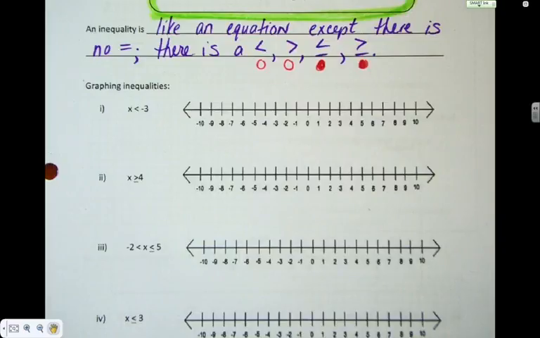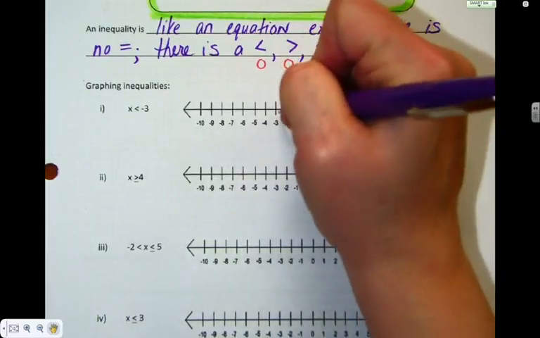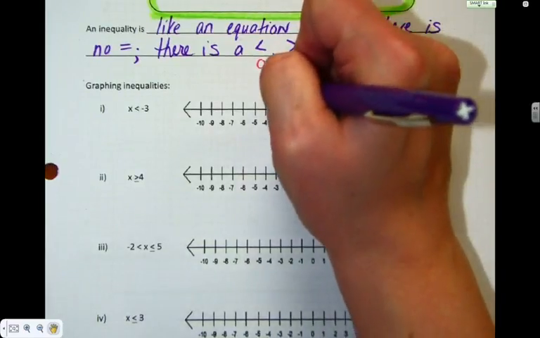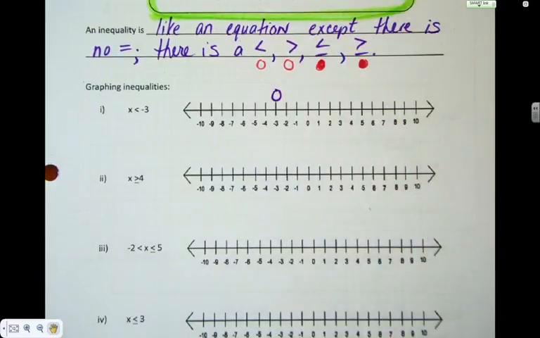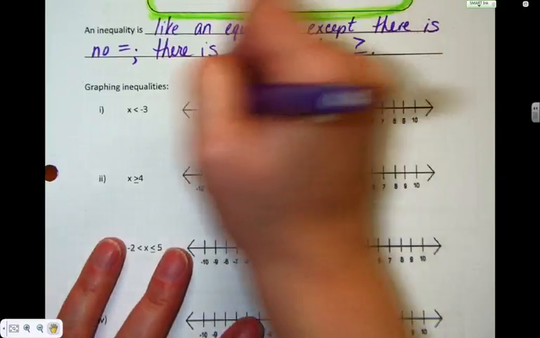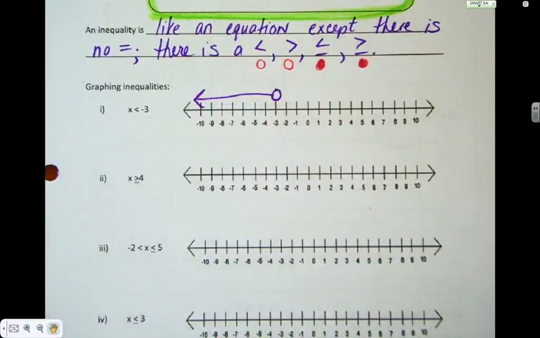So we're going to do an open dot on negative 3. Now you can do it right on the number line. I'm going to do it above just so my arrow doesn't get mixed up with the number line arrow. You can do it right on top if you want to. And now we're just going to point in the direction. Where are the numbers that are less than negative 3? Are they to the left or to the right? That's how we graph an inequality.